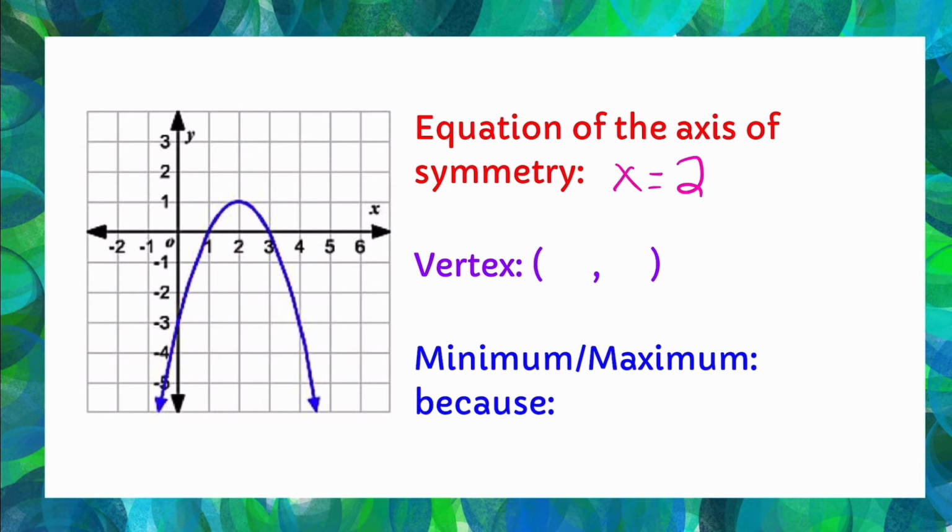Now let's take a look at the vertex. I'm looking for an x and y. What are the coordinates of that vertex? Well, my x value is 2, that's on the x-axis, and my y value is 1, so that would be 2, 1.